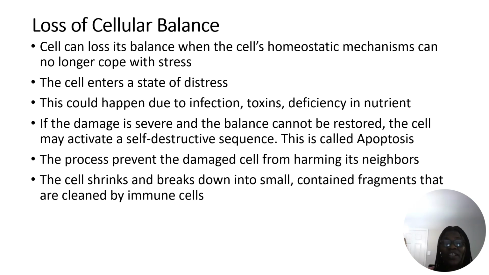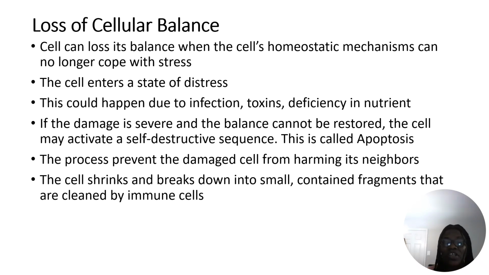Apoptosis means self-destruction, like cell suicide. The cell tries to commit what we call suicide. This process is very important because it prevents the damaged cell from harming its neighbors. When a particular cell has been damaged, in order to prevent the damage from reaching the neighboring cells, it's better for the cell to destroy itself. This happens a lot, and it's good because it prevents the damage from spreading to all other parts of the body.